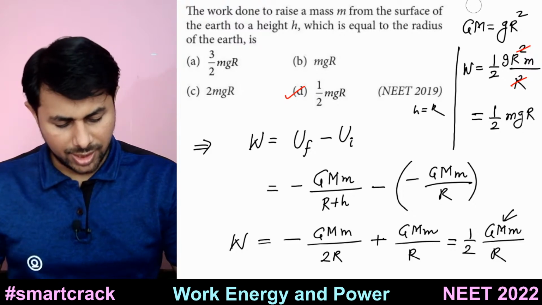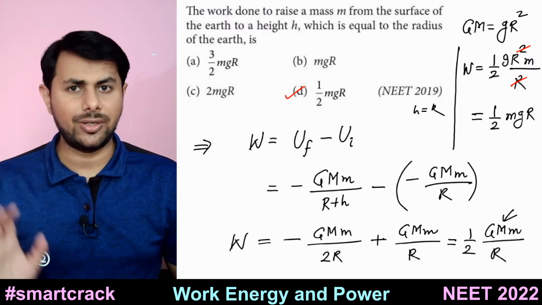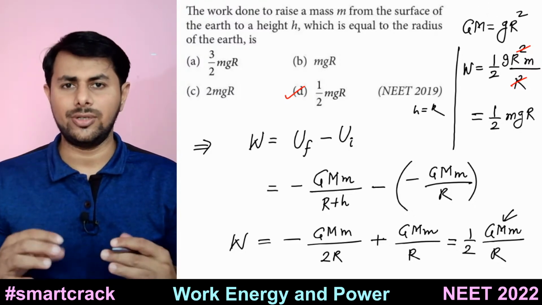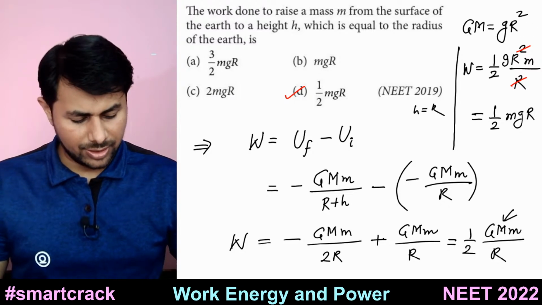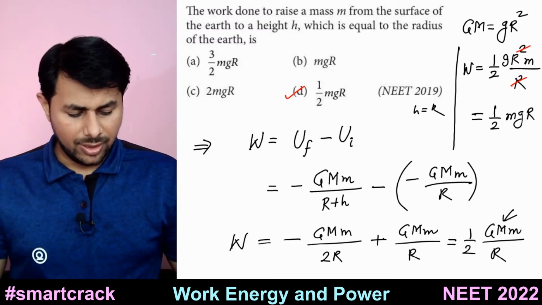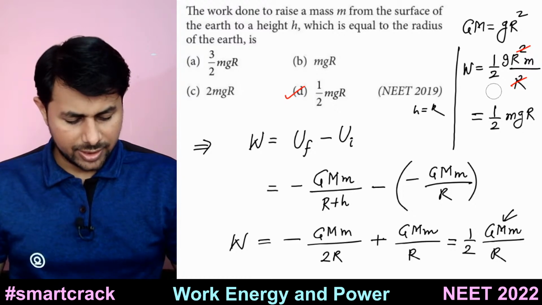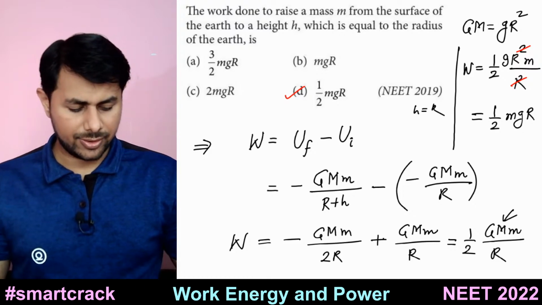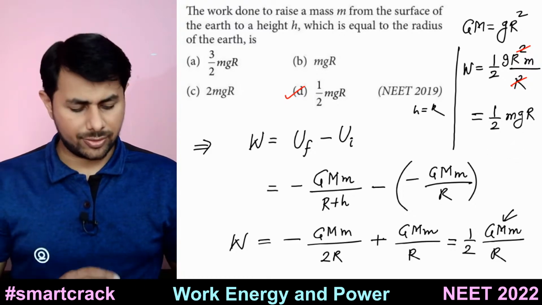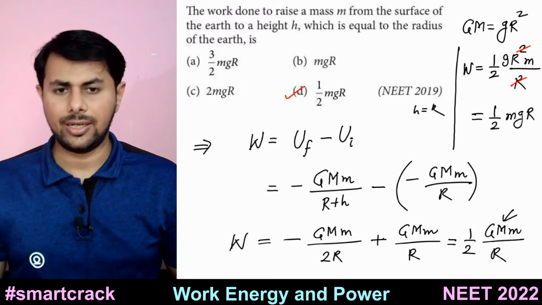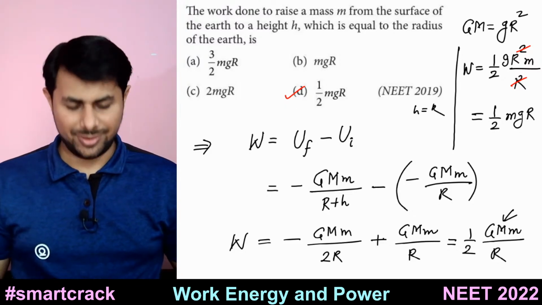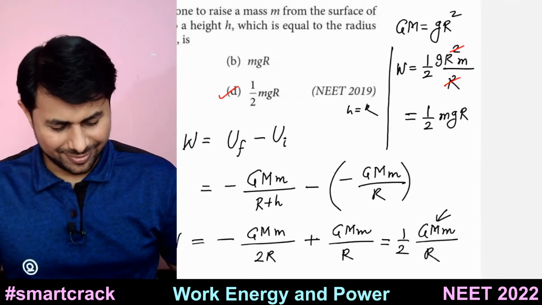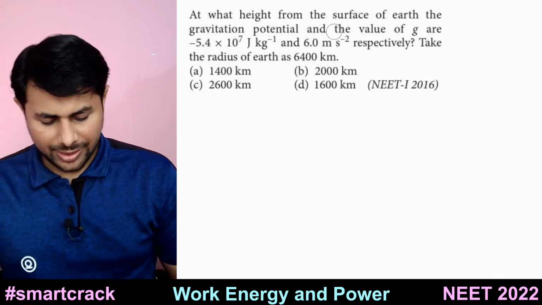And then we use this trick. This trick is very crucial, very important for this chapter. So G into capital M is equal to what? Small g into r square. Okay, so if we substitute that over here, what do we get? We get g r square into m upon r, and one of the r's gets cancelled out. So the answer is half of mg into r. Okay, option D is the answer. So very simple, provided we know the trick. Okay, so let's move on to the next problem.